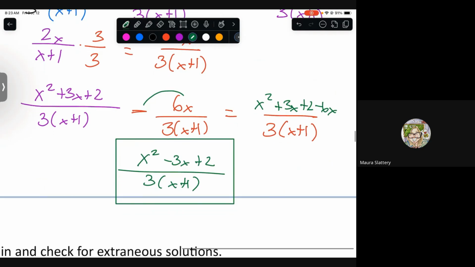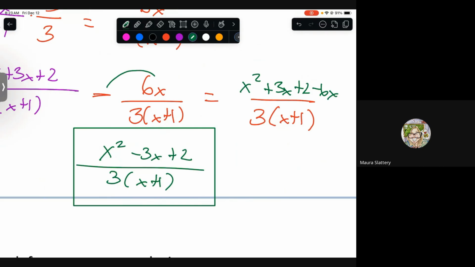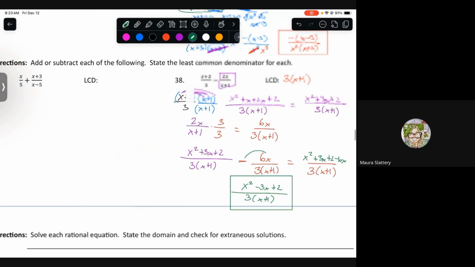We probably, let's see, can we factor that? It'd be x minus 2, x minus 1. Oh, well, nothing cancels though, so we're good. We can leave it like this.